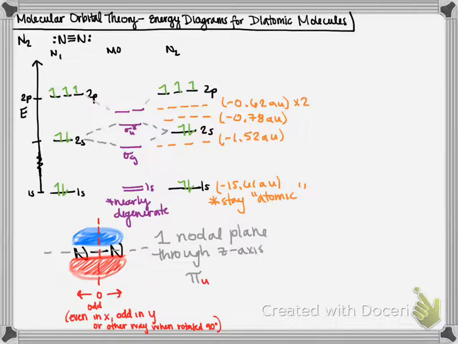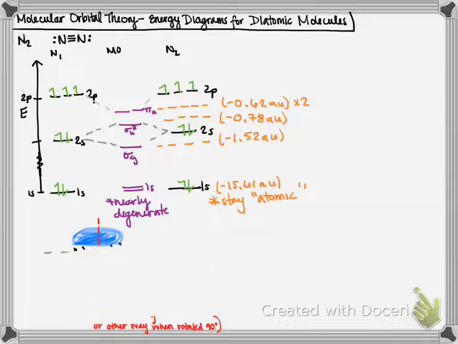If we think about where the electron density is, it is between the two nitrogens. Technically, it's slightly above and below where the nuclei lie, but it is still in the space in between, and so this is a bonding orbital. All right, so we can label these two degenerate orbitals that occur at negative 0.62 atomic units as pi ungerade.